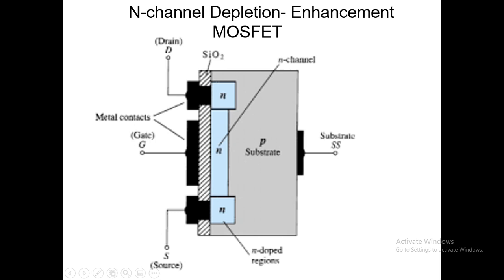And this is the SiO2 layer, that is the silicon dioxide layer. You have to give voltage between the drain and source and between the gate and source. We give the control signal across the gate and source, and the main power source voltage is given across the drain and source.